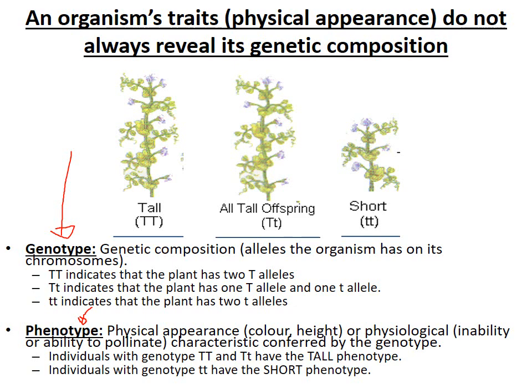Genotype and phenotype. Genotype, think gene, refers to your genetic composition. Which alleles do you have? So if I were to say, tell me the genotype of this plant over here, you would tell me it's big T, big T. If I were to say, tell me the genotype of this plant over here in the middle, you would say big T, little t. You'd write down like that, big T, little t. And the genotype of this plant here, you'd say little t, little t. So you're looking at the genetic or allelic composition of the organism.